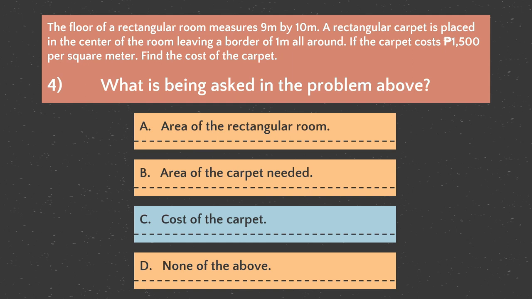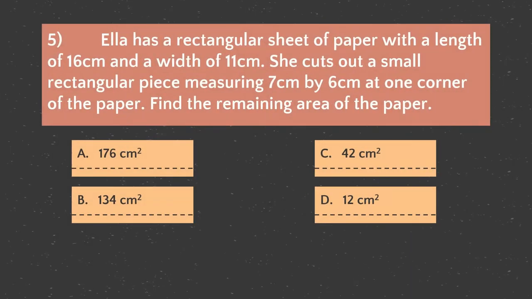Number 5. Ella has a rectangular sheet of paper with a length of 16 centimeters and a width of 11 centimeters. She cuts out a small rectangular piece measuring 7 centimeters by 6 centimeters at one corner of the paper. Find the remaining area of the paper. Letter A, 176 squared centimeters.